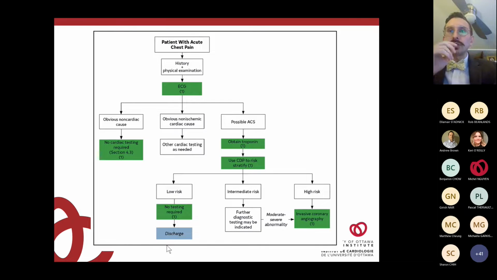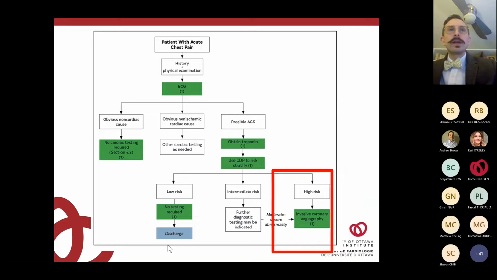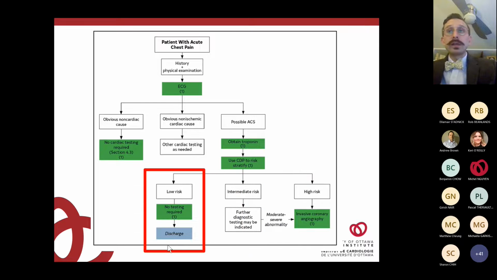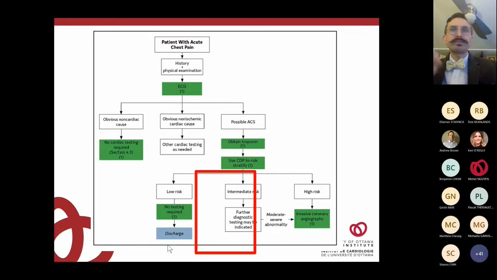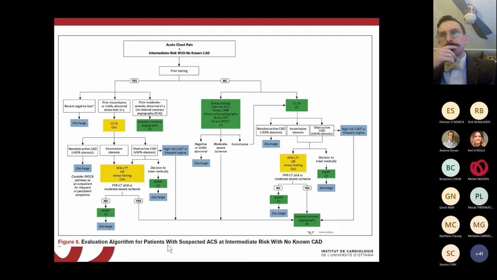In patients presenting with acute chest pain after our history, physical, and EKG, if we think that this could possibly be an acute coronary syndrome, then we need to get cardiac biomarkers and use a clinical decision pathway to risk stratify the patient. If the patient's high risk, then invasive angiography is the way to go. If the patient is deemed to be low risk, then it's recommended that no further testing be pursued and the patient be discharged. Patients in the intermediate category are the group that can benefit from further diagnostic testing. And this is where I'll go into a little more detail regarding test selection.